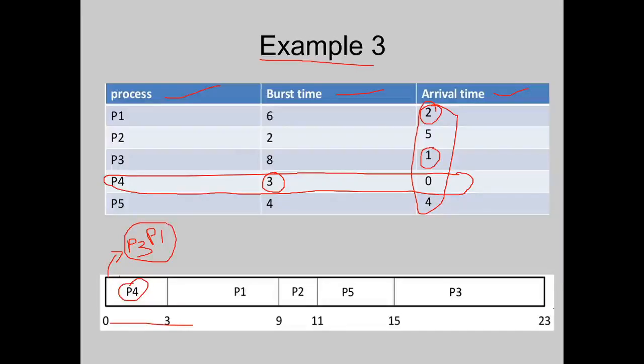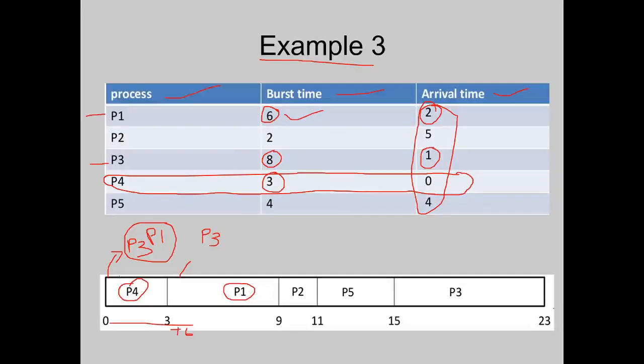So from these two processes, which process has the less burst time? Process P1 has 6 and process P3 has 8. So process P1 has less burst time, so allocate the CPU to process P1. So its execution time is 6, so 3 plus 6, it is 9. Now when process P1 is executing, check out the processes which have arrived in the queue. Process P3 is already in the queue.